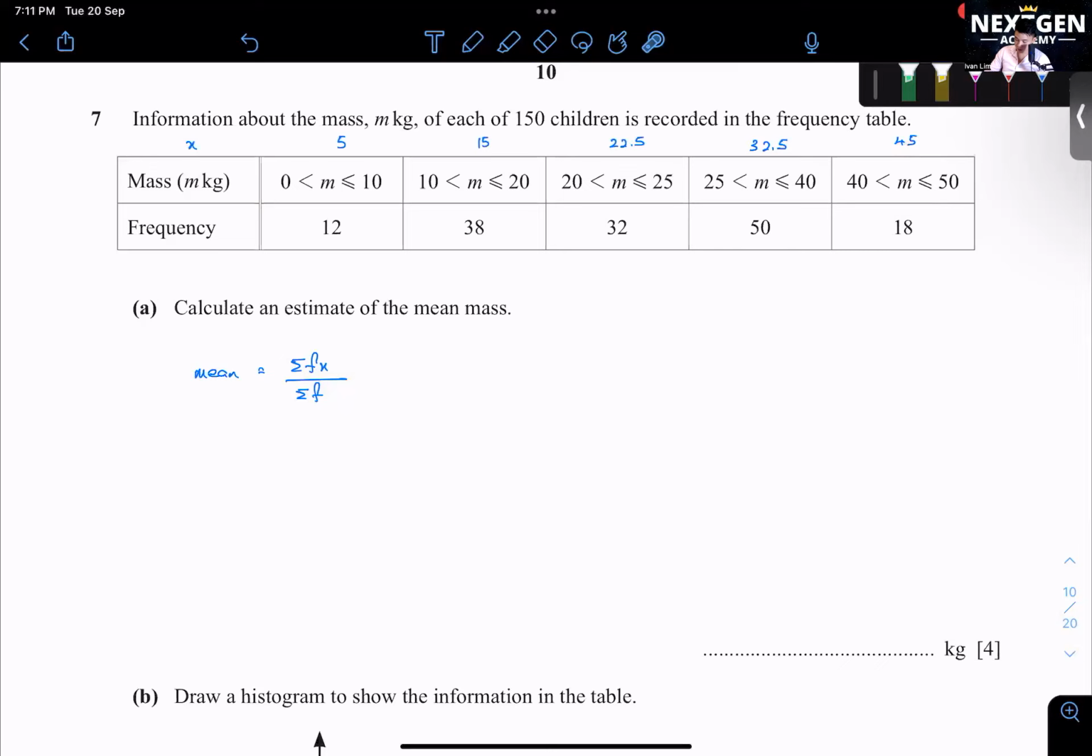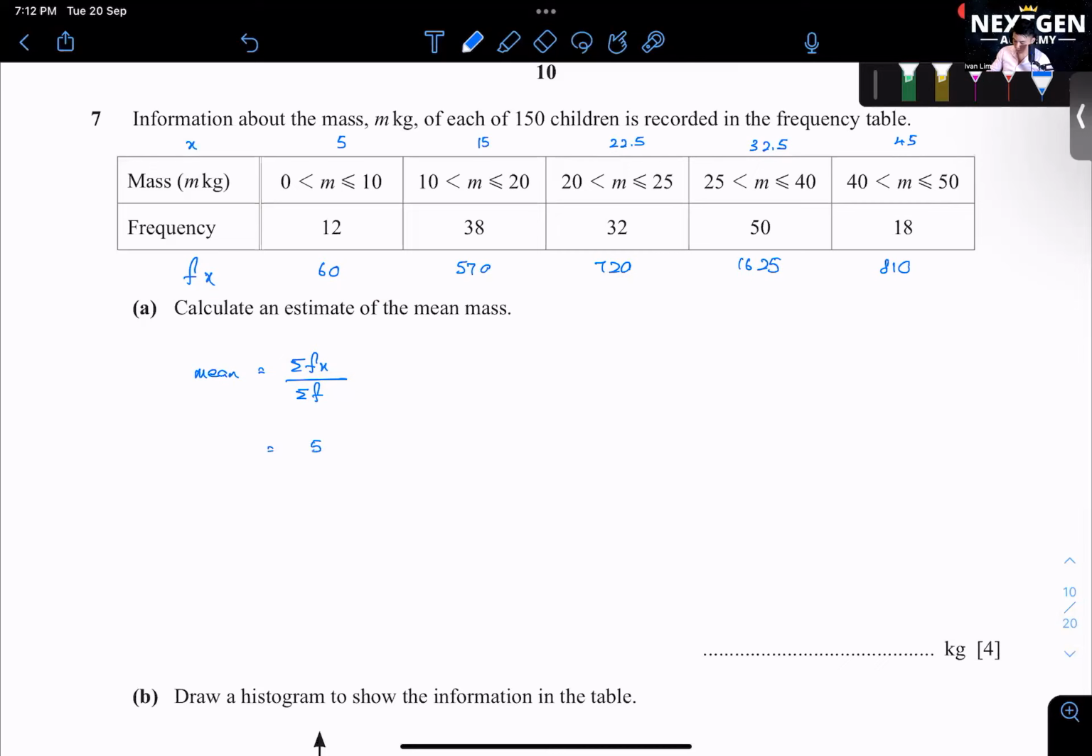Sum of fx. So you need to calculate fx, f times x, which is this and this. So you'll get 60, 570, 720, 1625, 810. The reason why I like to draw it out on the table and then calculate again is just to double check it. Because I've seen quite a number of you who know the formula but somehow make very careless mistakes. You don't want to lose your marks because of this. You can write it out again.